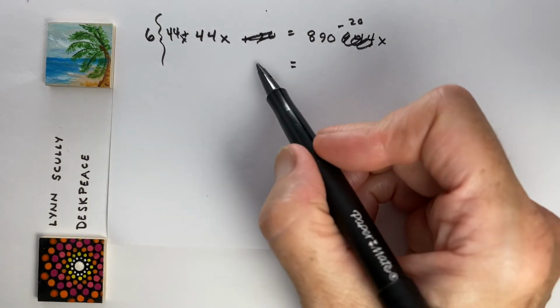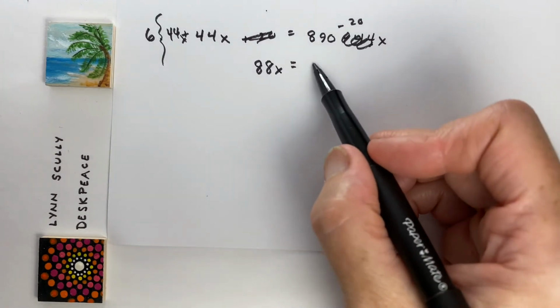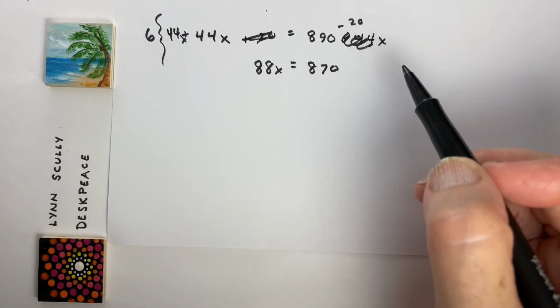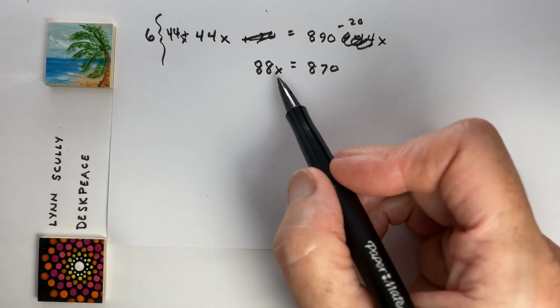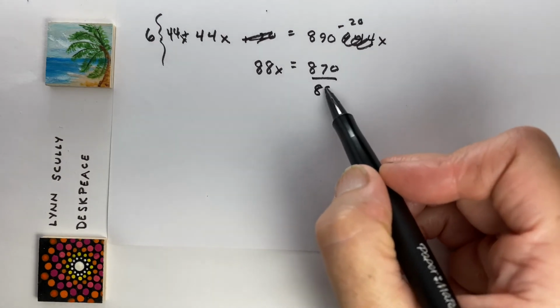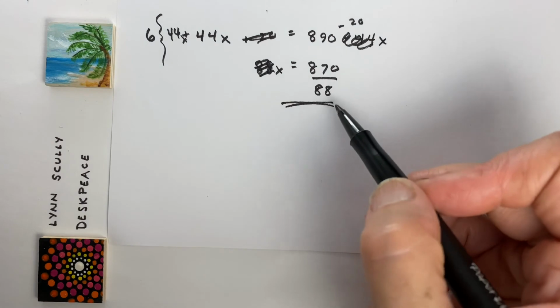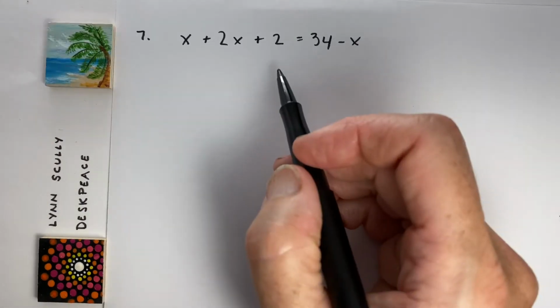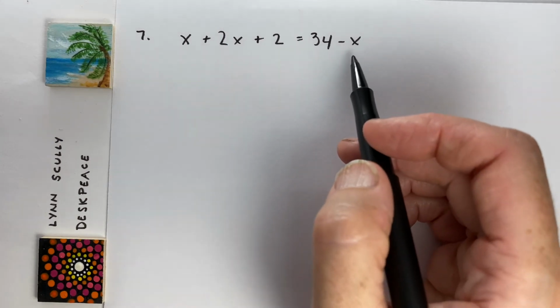44x's plus 44x's is 88x's. 890 minus 20 is 870. So I'm going to take the 88 attached by multiplication to the x, move it by division to the other side of the equal sign. And I'm going to leave my answer like that. 870 over 88.